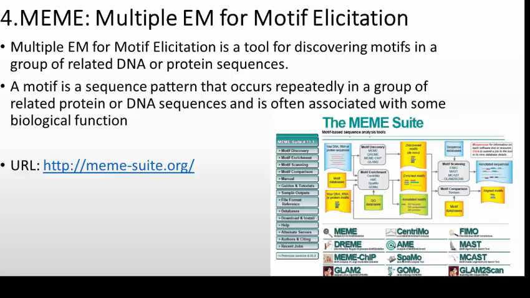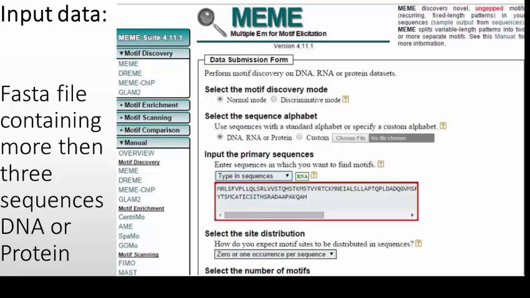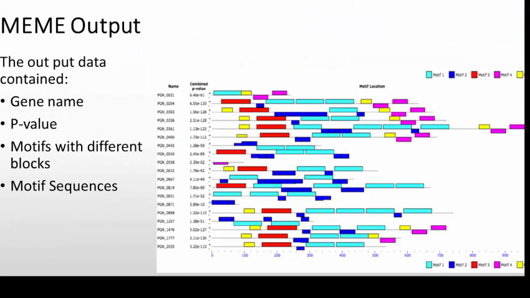But the limitation of this tool is that the input should be at least 3 sequences, and we cannot find motifs using a single sequence through the MEME motif analysis tool. The input data that can be provided is a FASTA file containing more than 3 sequences, which may be either DNA or protein sequences. Then this is the output.